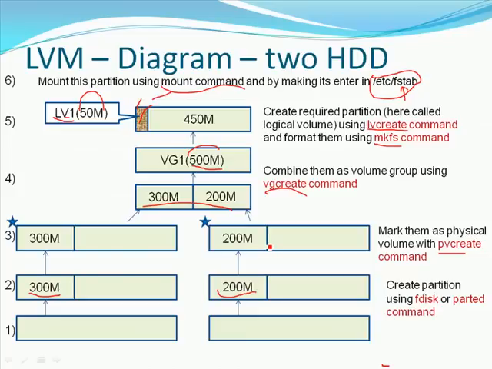Now the physical volume can be extended, but the physical volume cannot extend beyond this hard disk. So a physical volume cannot span over multiple hard disks, whereas a volume group can span multiple hard disks.